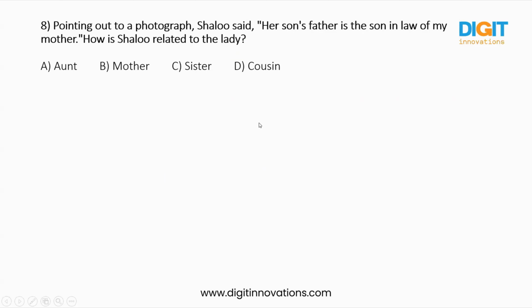Next one, pointing out to a photographer, Shalu said her son's father is the son-in-law of my mother. How is Shalu related to that lady? So girls, ladies would be represented as circle and boys would be represented as square. Okay, so now let us keep Shalu aside. There is some lady, her son. So she got married to some person.